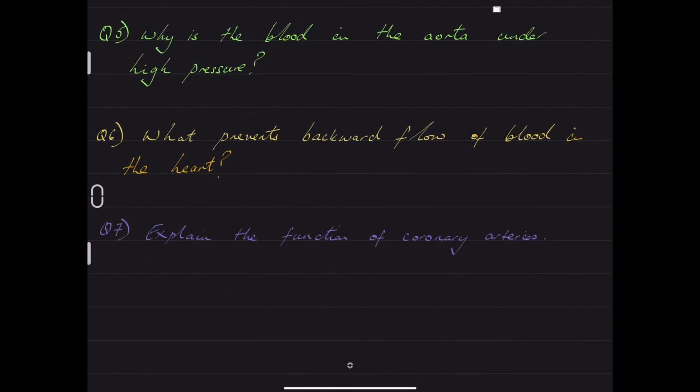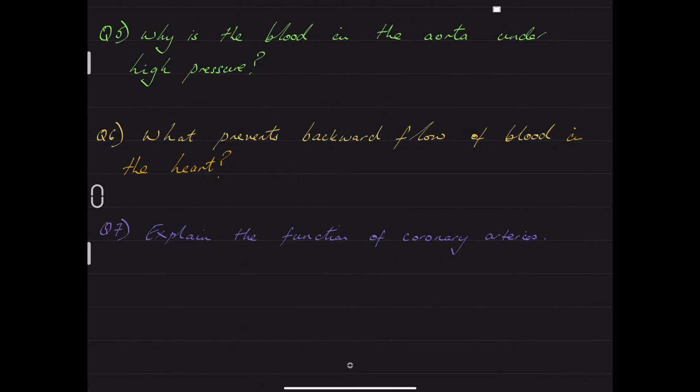The last 3 questions. So question 5. Why is the blood in the aorta under high pressure? So blood coming out of the aorta or flowing through the aorta, why is it under high pressure? Question 6. What prevents backward flow of blood in the heart? So when blood is flowing through the heart, when it's coming in or when it's leaving the heart or returning again, what prevents backward flow of blood in the heart?